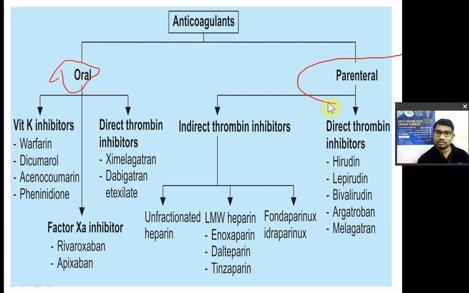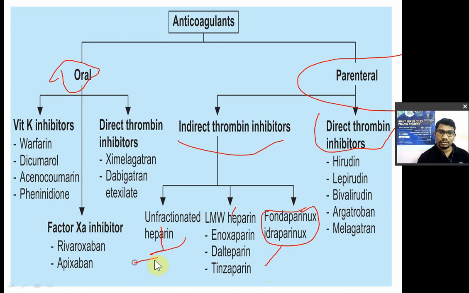In the parenteral anticoagulants, you have direct thrombin inhibitors and indirect thrombin inhibitors, right? Indirect thrombin inhibitors, in that you have unfractionated heparin, then fractionated heparin, that is low molecular weight heparin, and heparin-like compounds like fondaparinux and idraparinux. They are the heparin-like compounds or heparinoids. Okay, so this normal heparin, low molecular weight heparin, and heparinoids.